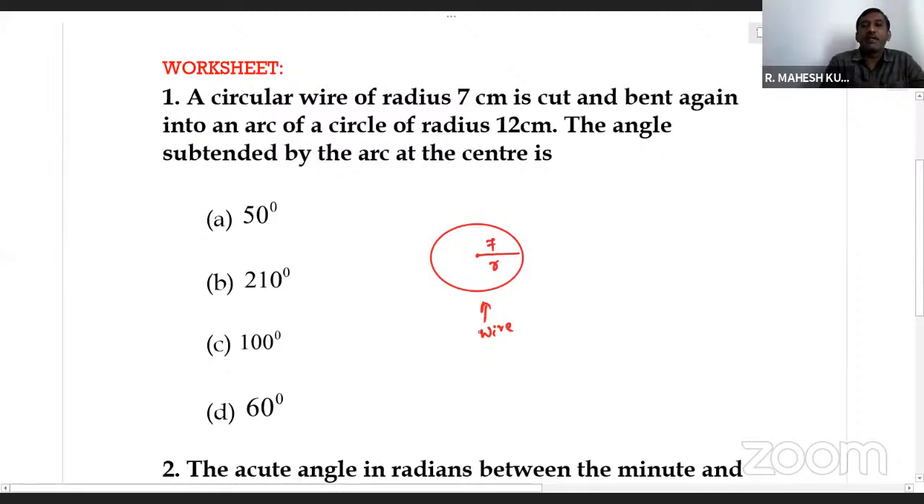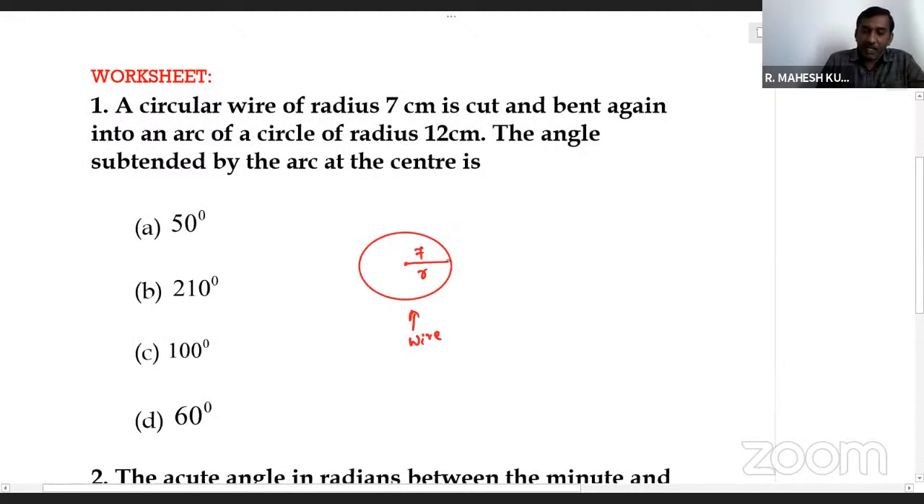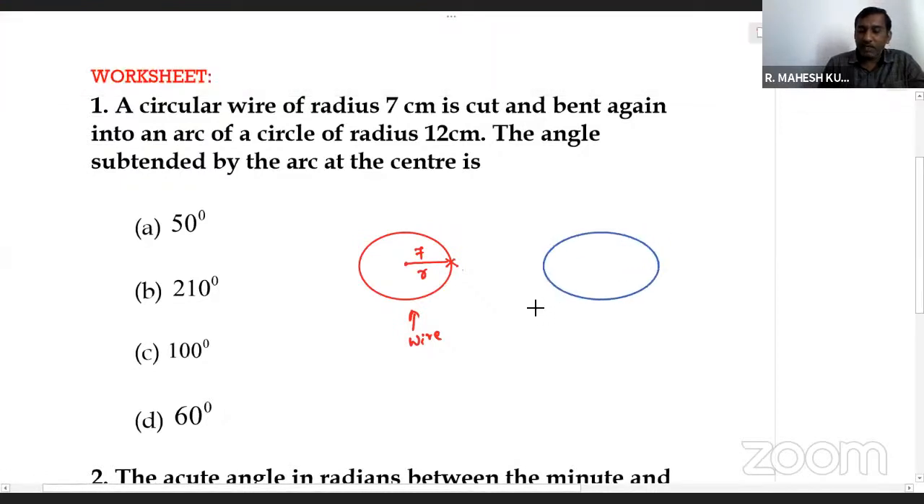Radius is 7 centimeter. This is cut and again bent into an arc of another circle of radius 12 centimeter. What are we doing? We are cutting this circumference, and you are going to cut this entire circumference and it has been made as an arc of a new circle of radius 12 centimeter. We have another bigger circle, right? So the bigger circle's radius I am going to write as capital R, and this is going to be 12 centimeter. Look here, this entire circumference is cut and made as an arc of a new circle.